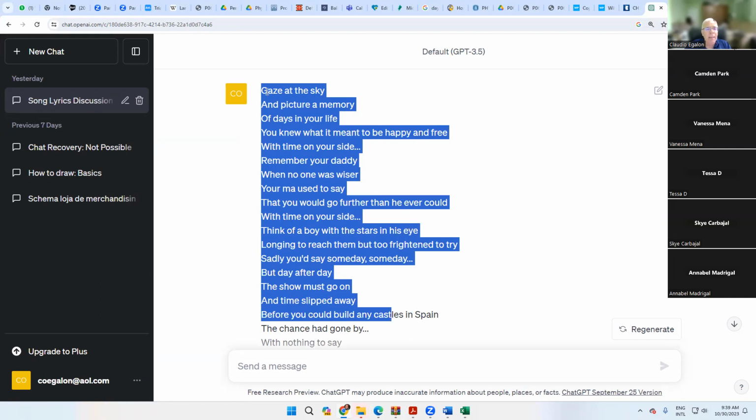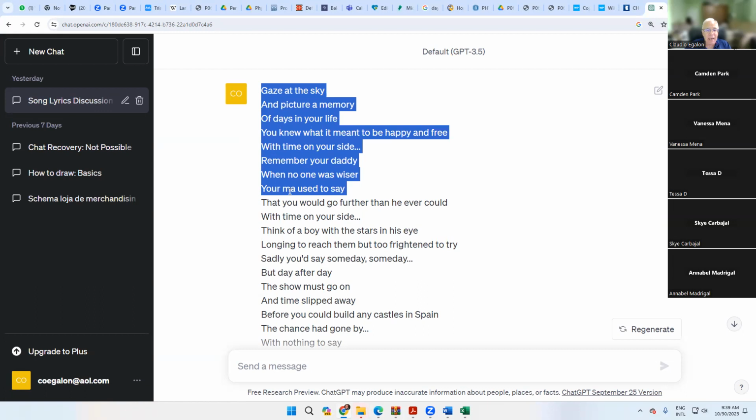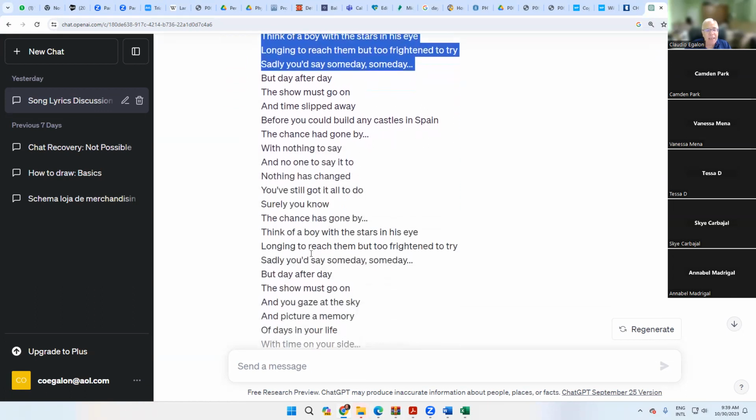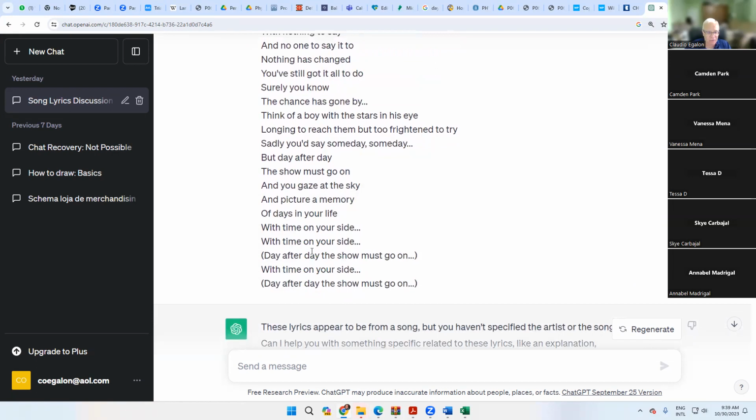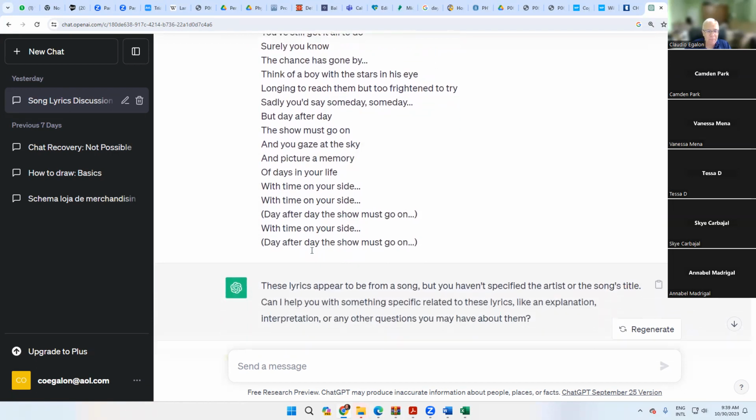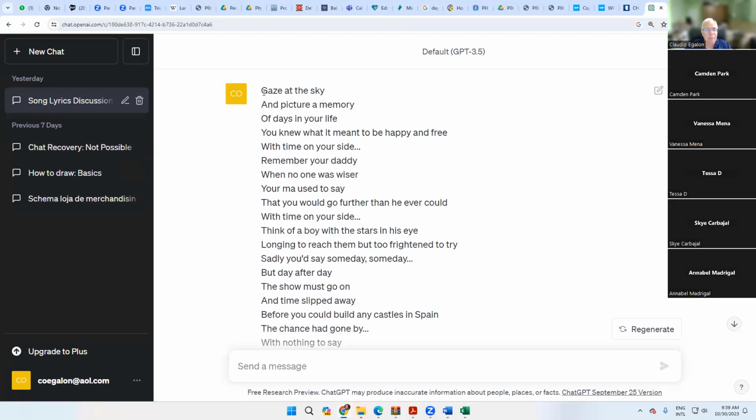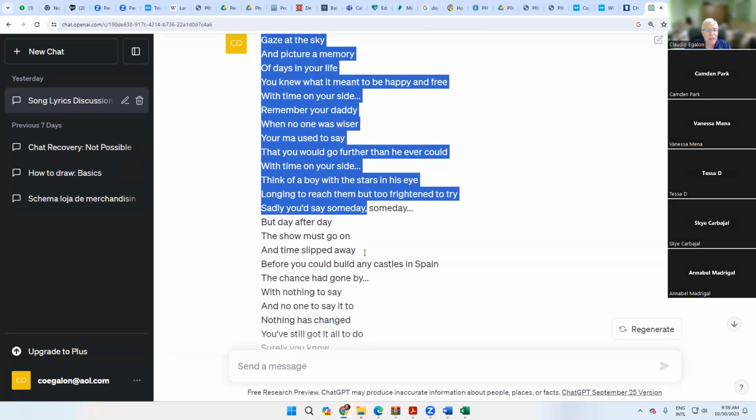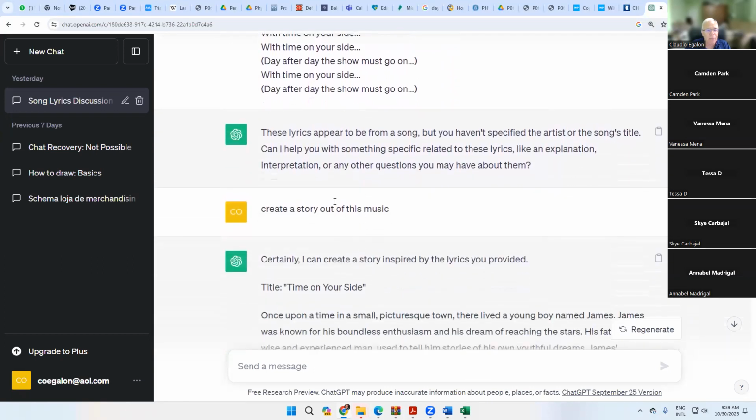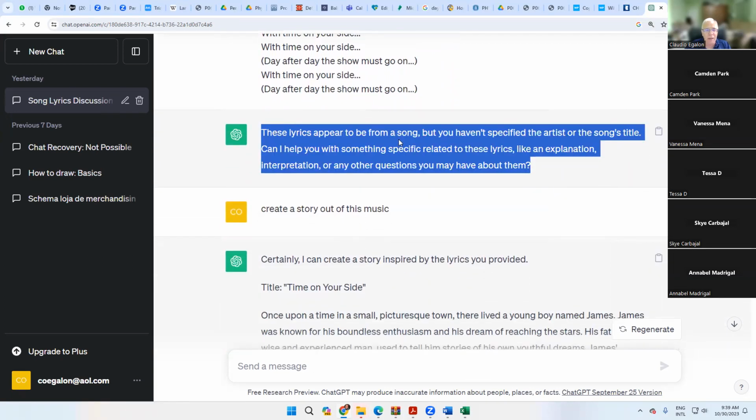And so what I did, I copy and pasted the lyrics of the song into ChatGPT and asked it to generate a text, a story based on these lyrics, right? Look, I didn't say anything to ChatGPT, I just copy and pasted. And then what did ChatGPT reply to me? This lyrics appears to be from a song. Okay, it already knew it's a song even though I didn't tell it. But you haven't specified the artist or the song's title. Can I help you with something specific related to these lyrics, like an explanation, interpretation, or any other questions you may have about them?